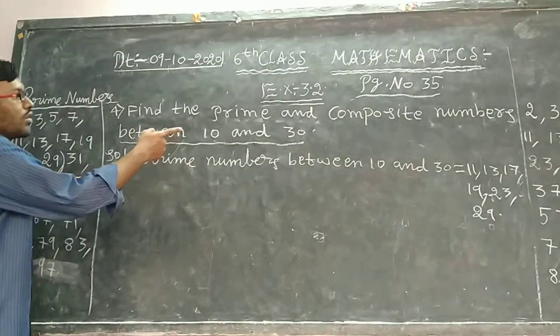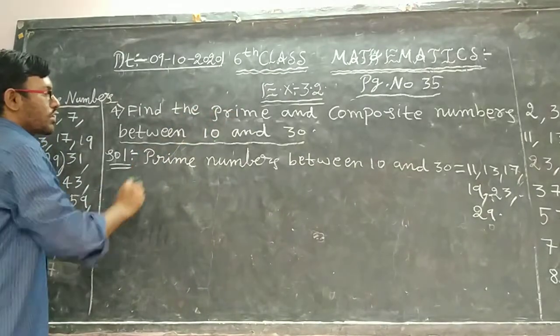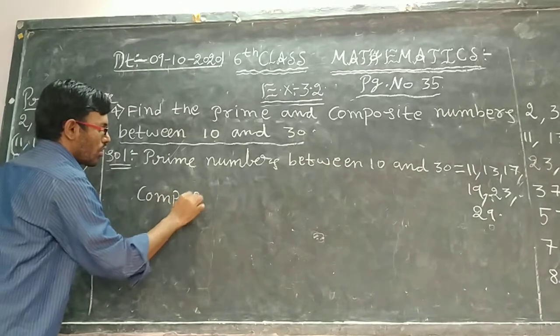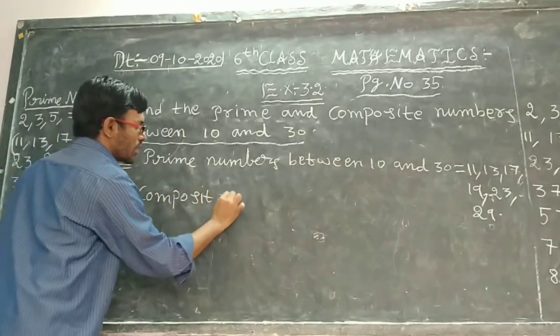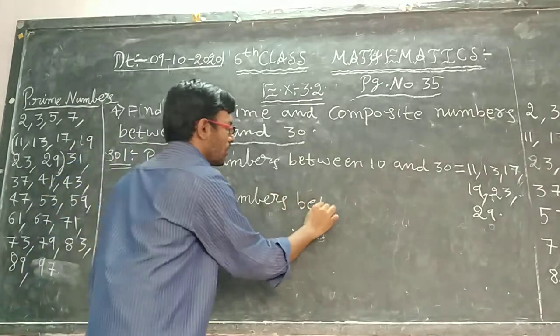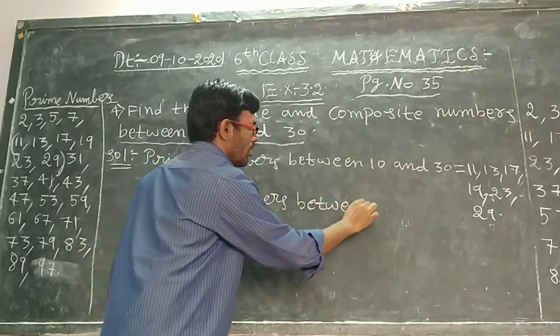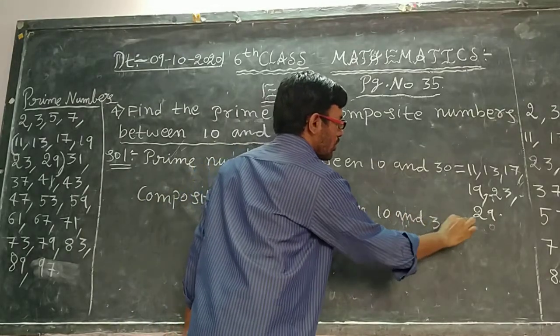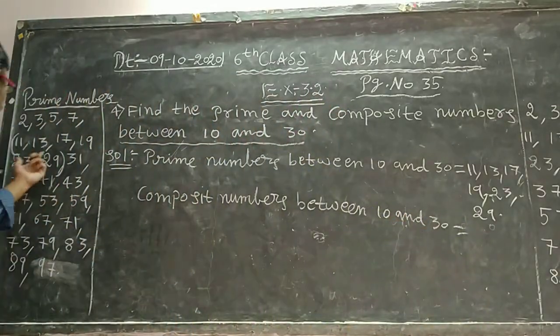Next question: what is it asking? Composite numbers between 10 and 30. So what are composite numbers?